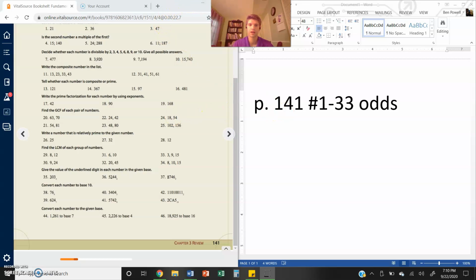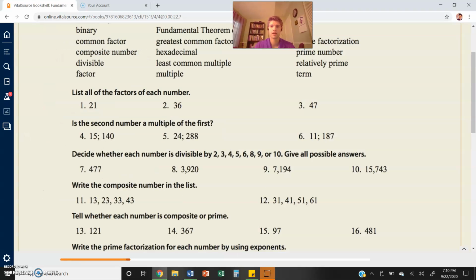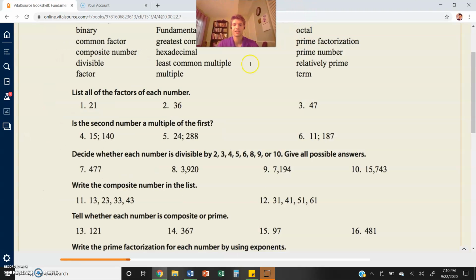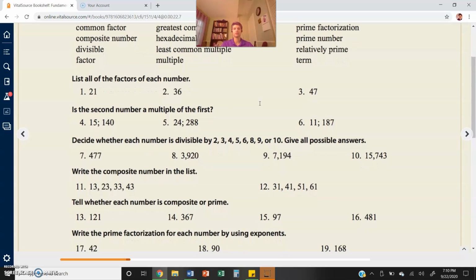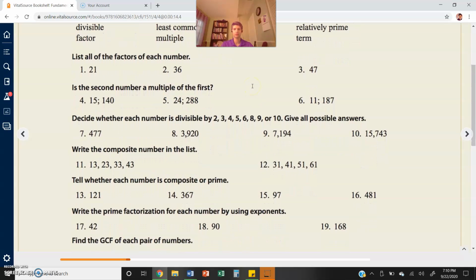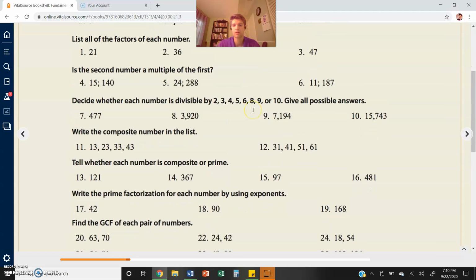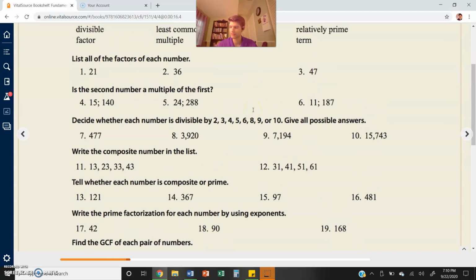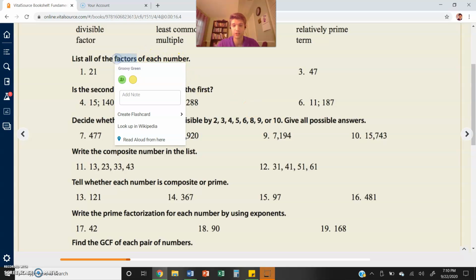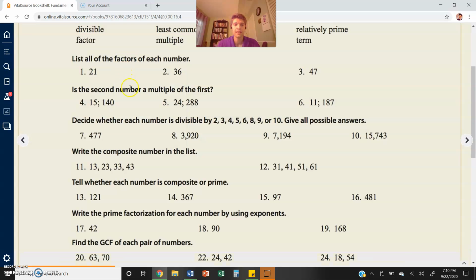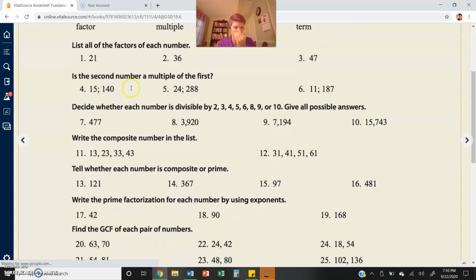Now, move myself over here. So on page 141, you'll notice I want you to do 1 through 33. You're going to use some of the different skills that we've learned. Here's your just listing factors. Please make sure you know what factors are. Here we did an exercise like this. You're going to use division. Look at some of their example problems.